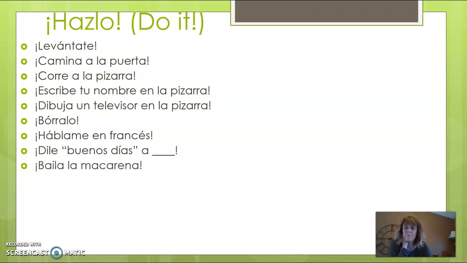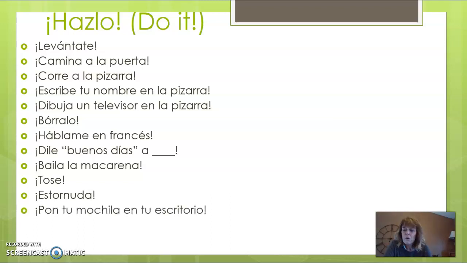Next one. Baila la Macarena. Very poor attempt, but I gave it a shot. Tose, estornuda, achú. Right? Pon tu mochila en tu escritorio. Now, I think it's pretty obvious what that was. And it looks somewhat similar to the verb poner, except it's not. What the other forms look like, it's not the he, she form of that. That would be pone. And it's not quite like that. Just like di and pon, there's a few that are irregular, and that's one of them. Toca la ventana. And then finally, siéntate.